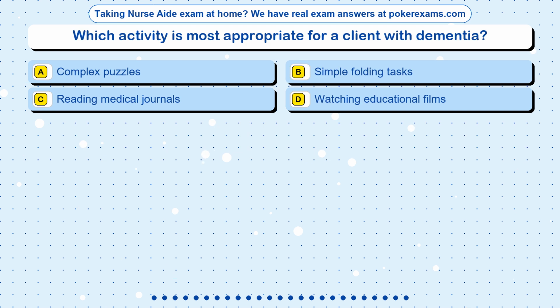Question 22. Which activity is most appropriate for a client with dementia? Option A, complex puzzles. Option B, simple folding tasks. Option C, reading medical journals. Option D, watching educational films.